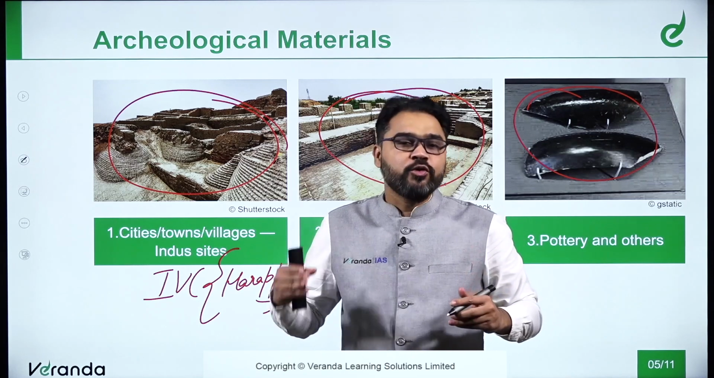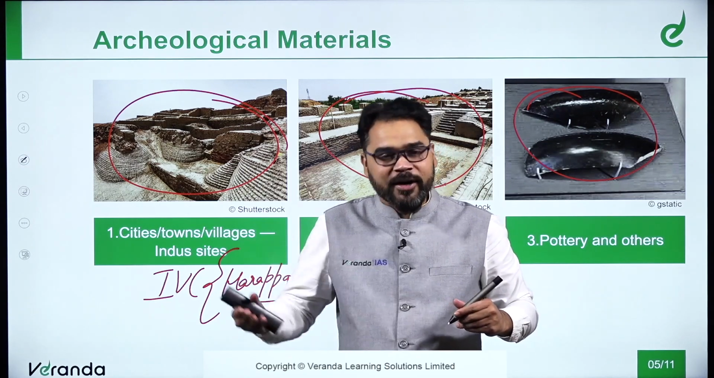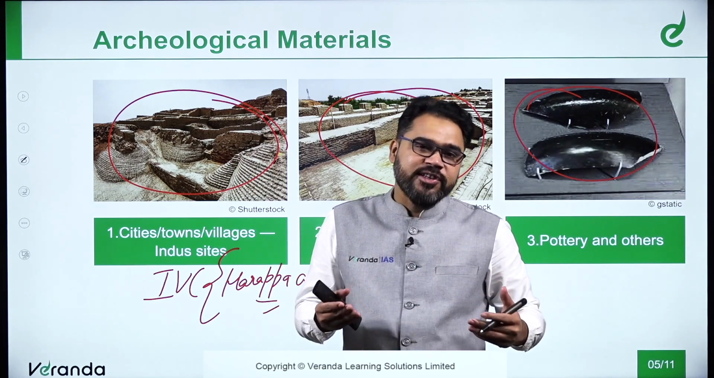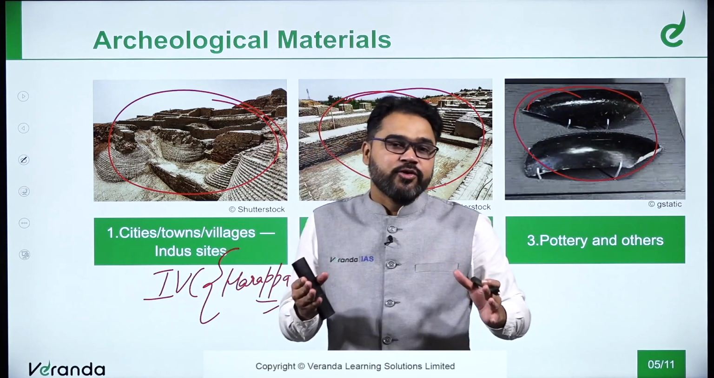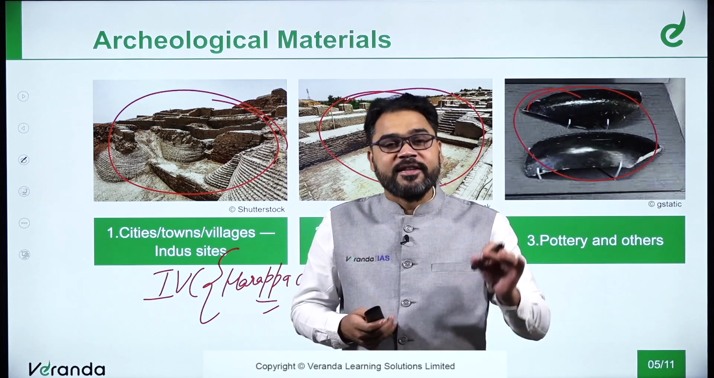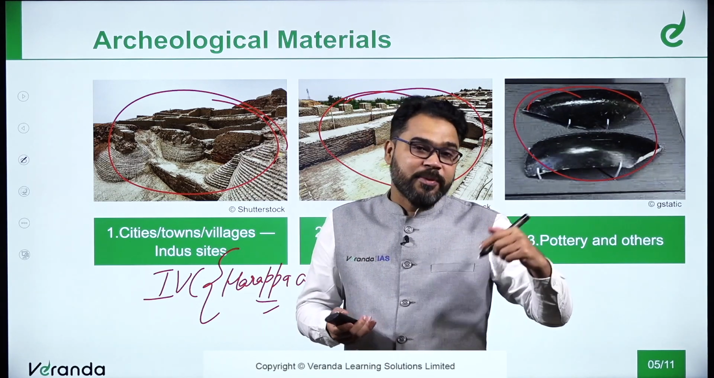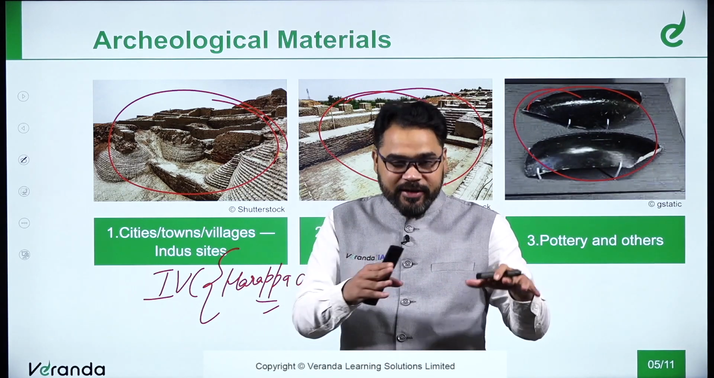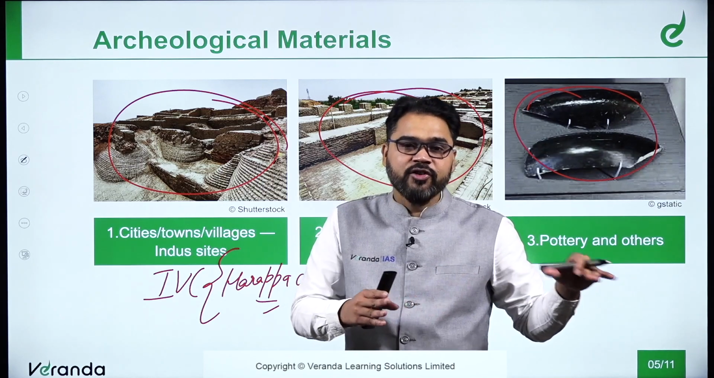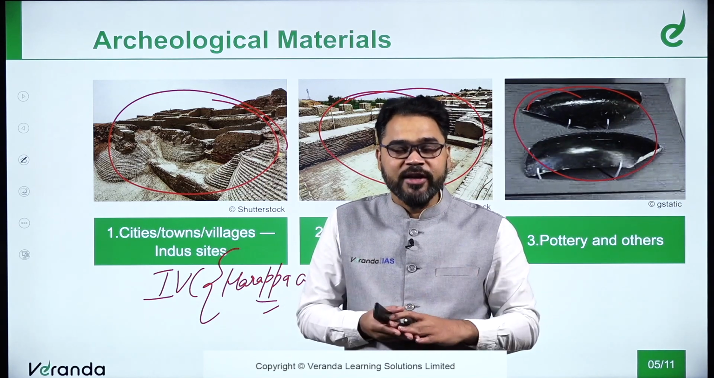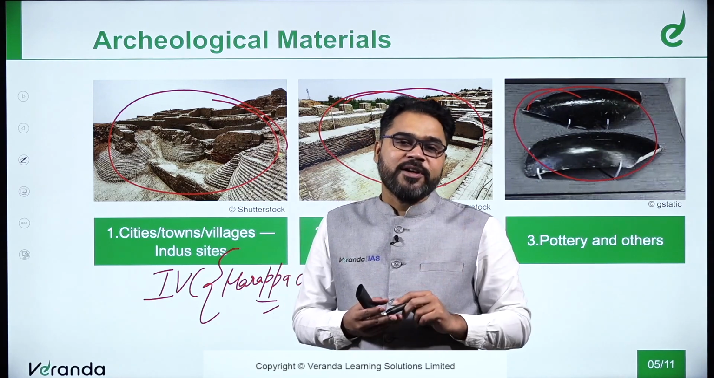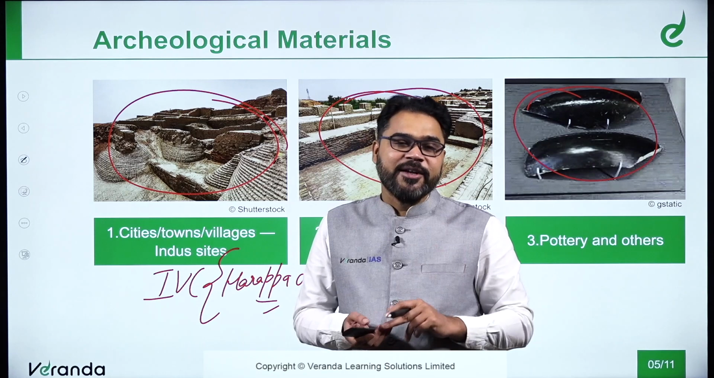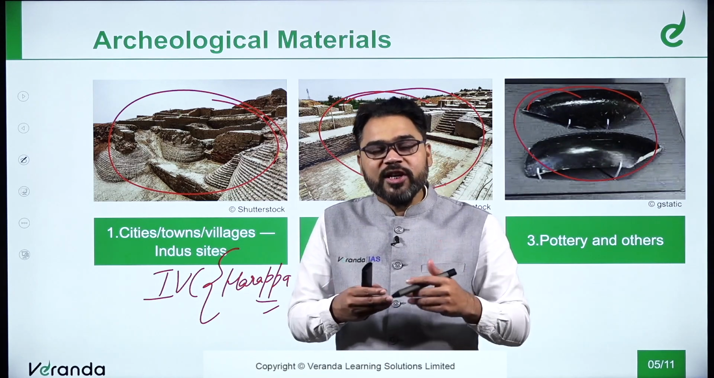If you go to Lothal, if you go to Kalibangan, all the things that you can see there, you can say a granary. You can also conclude that there must have been a ship-making industry in that particular region of Lothal with reference to Gujarat, and it strengthens the argument, it strengthens the debate, because the coastal region is near.